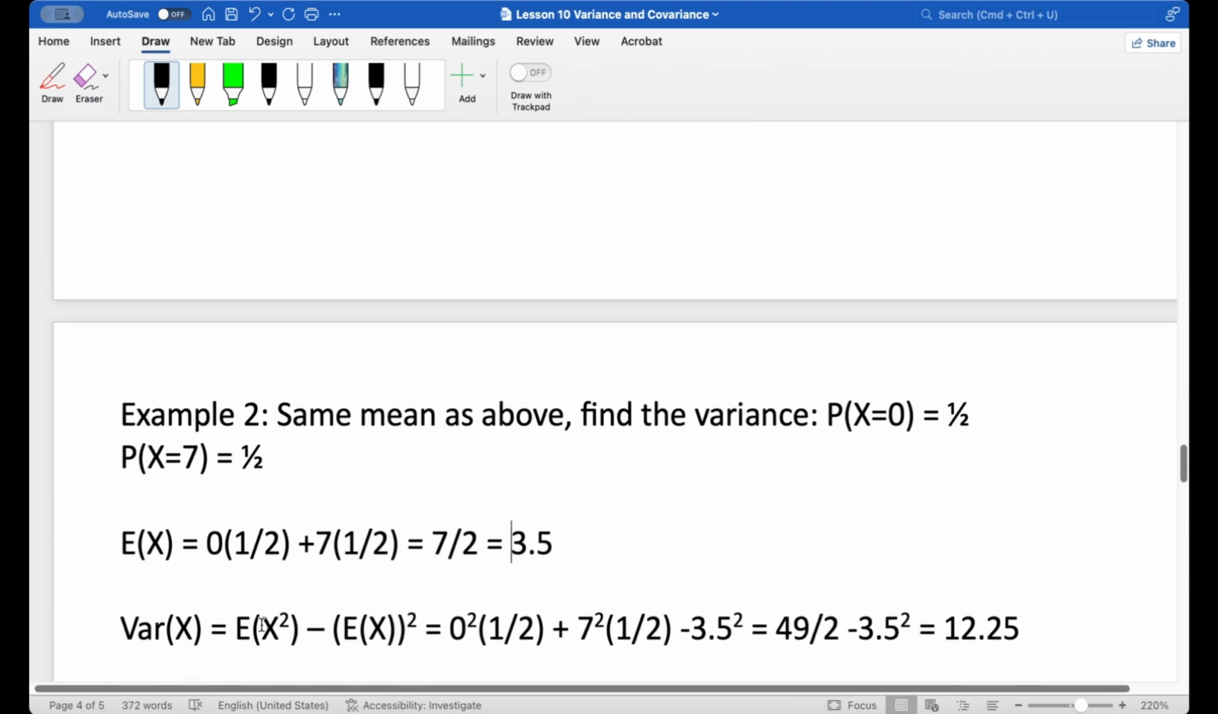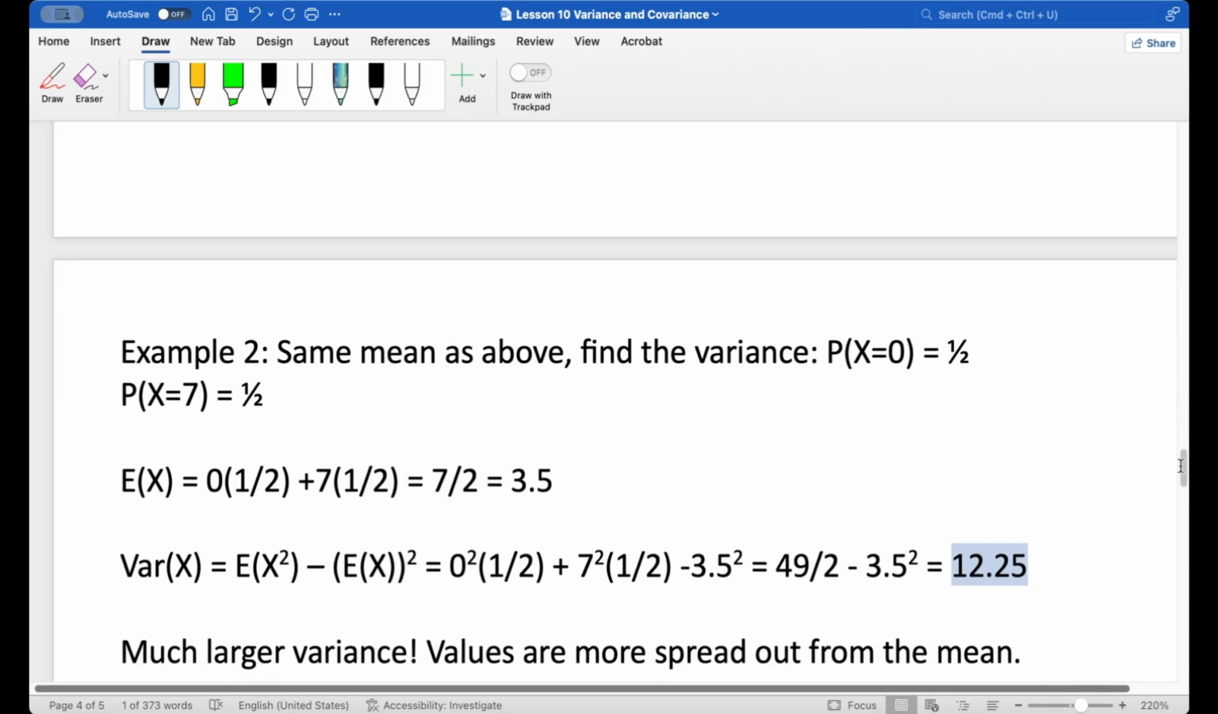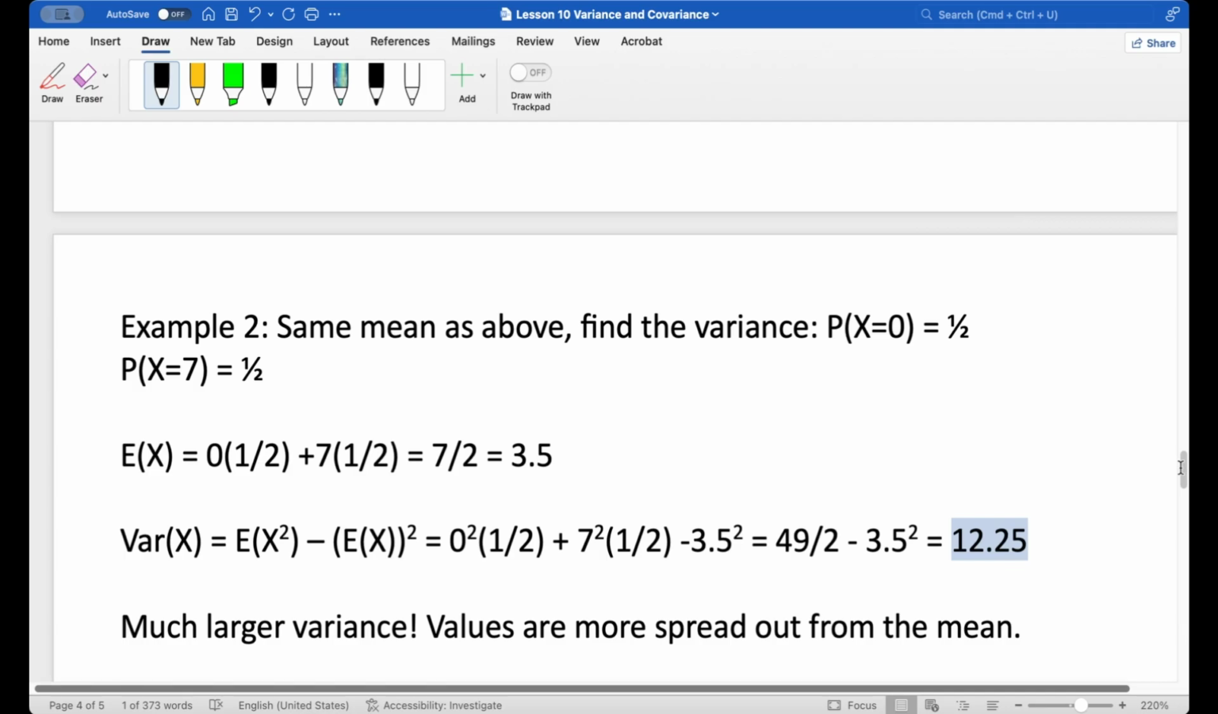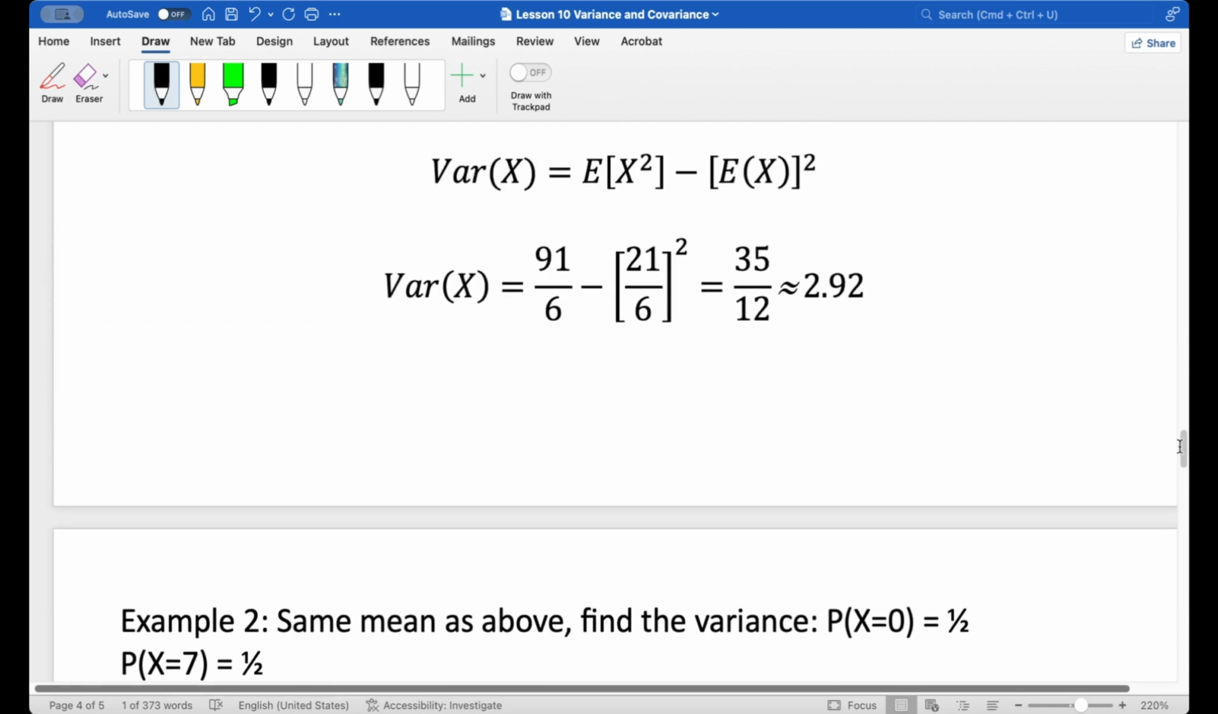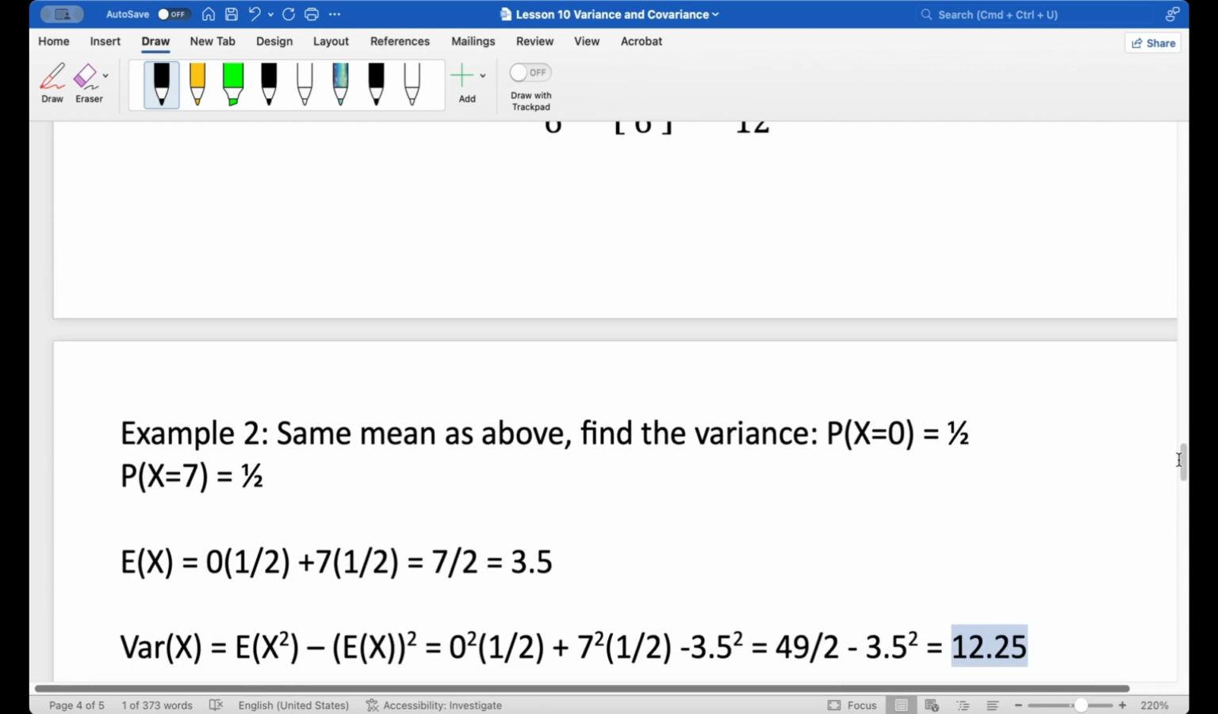So the expected value of x squared is 0 squared times 1/2 plus 7 squared times 1/2, which is 49 over 2, minus the mean squared. Minus 3.5 squared is 12.25. So we see a much bigger variance here because the x values are farther away from the mean in this example. So I have a much larger variance. The values are more spread out from the mean, 12.25 as compared to the previous example of 2.92.